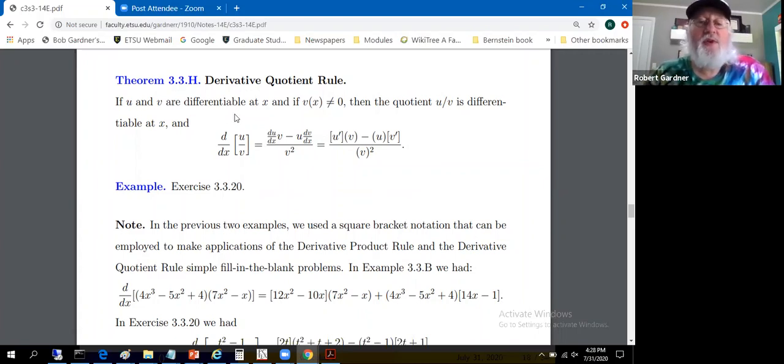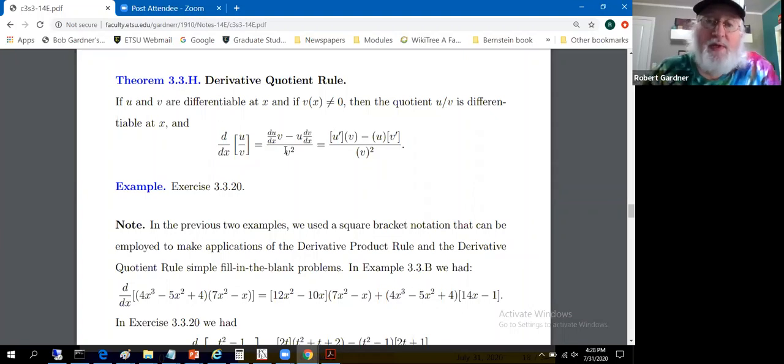Claim is, if u and v are differentiable at x, differentiable functions of x, v of x is not zero, because we're going to have it in the denominator, then the quotient u divided by v, u of x divided by v of x, is differentiable at x, and the derivative of the quotient is this thing.